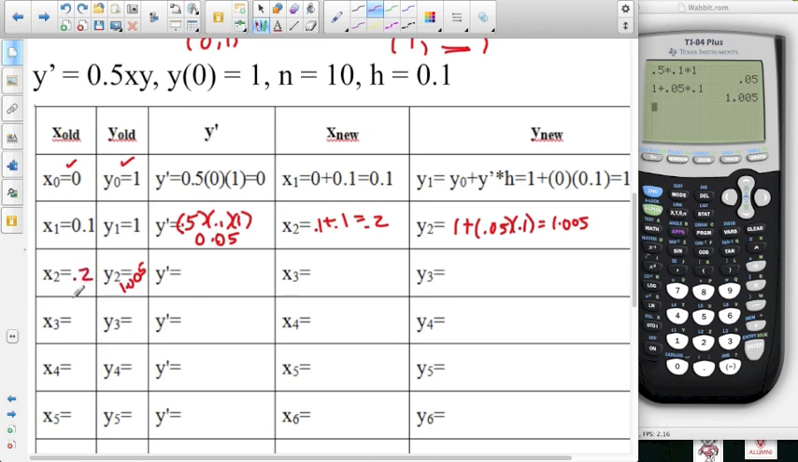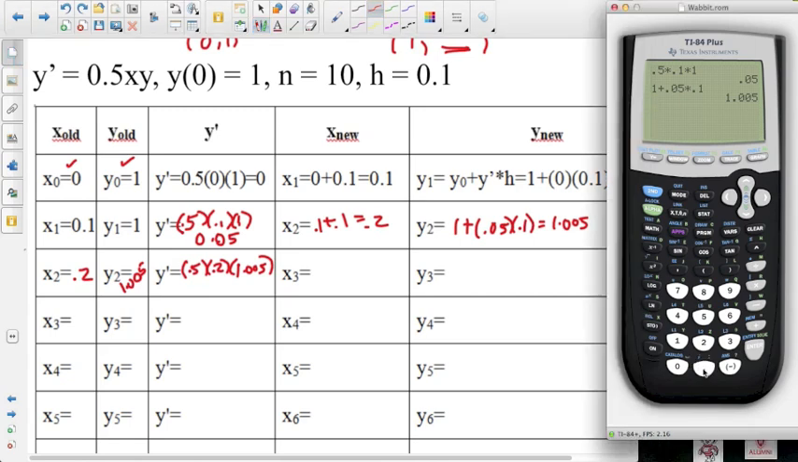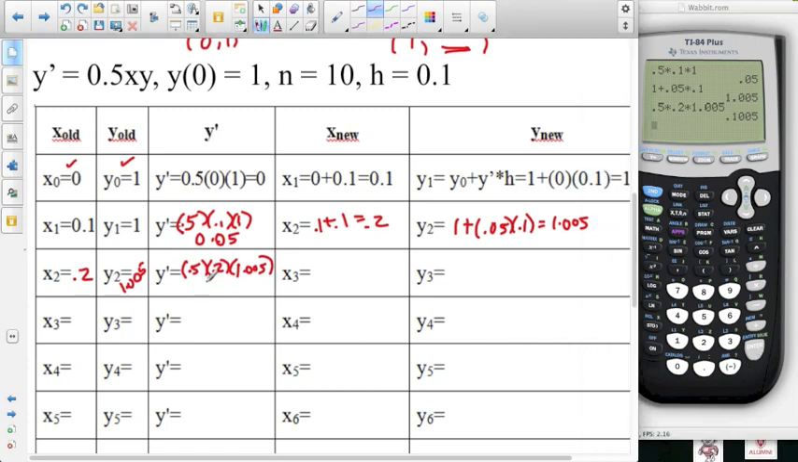And become our x and our y that we start out with. So our new slope then is 0.5 times x times y. So times 0.2 times 1.005. And so our new value for the slope is 0.5 times 0.2 times 1.005, which is, as you can see, our slope is now getting just a little bit steeper.